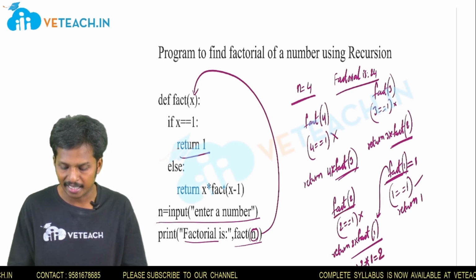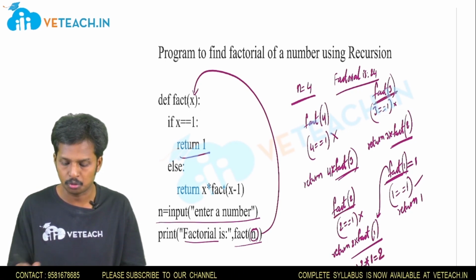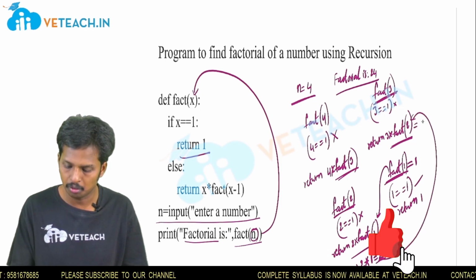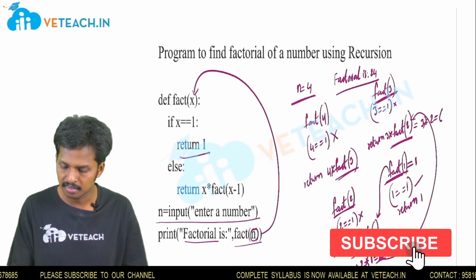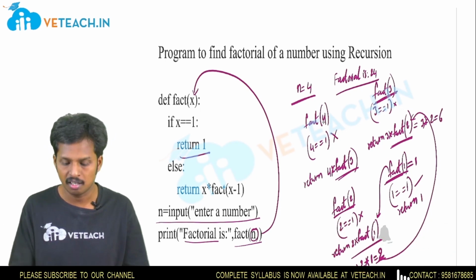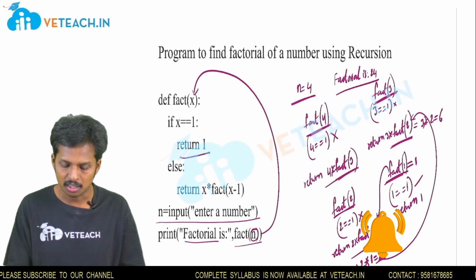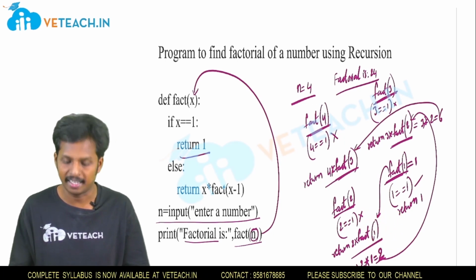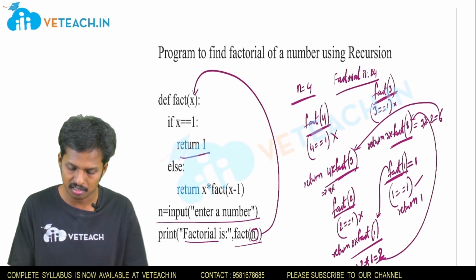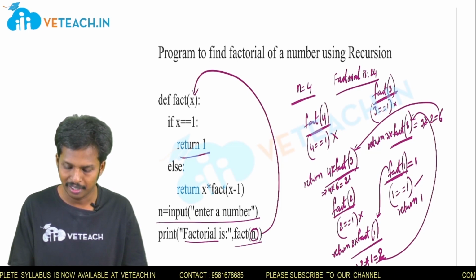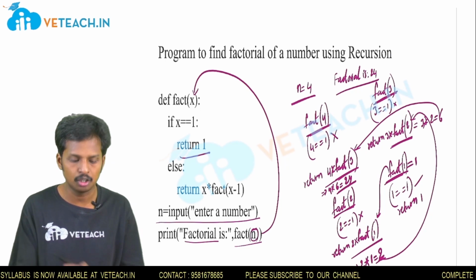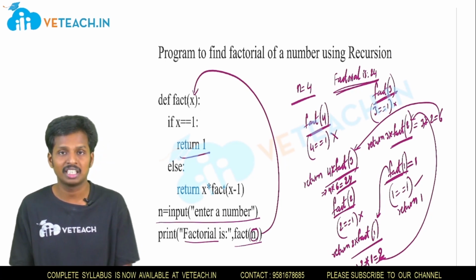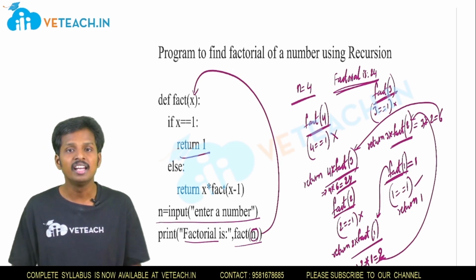So who has called fact 2? Fact 3 has called fact 2. So this result 2 is sent from this statement to the statement which is 3 into 2, that is 6. Who has called fact 3? Fact 4 has called fact 3. That's why this 6 is sent from fact 3 to 4 into fact 3. That becomes 4 into 6, that is 24. So it's going to return 24 as the answer and prints factorial is 24. This is how factorial of a given number can be calculated using recursion.